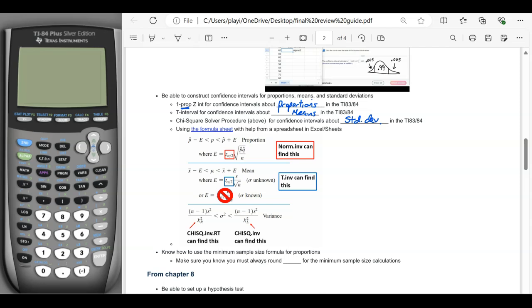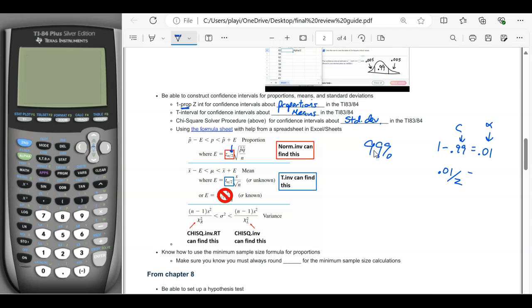All right, so what I highlighted in there is if you need Z alpha over 2, the formula sheet will show you that you need it, but you need to be able to figure out how to find it with technology. So if you have a 99% confidence interval for a proportion, well, 1 minus 0.99 is 0.01. 0.01 divided by 2, right? Alpha over 2. The confidence level subtracted from 1 is alpha. Dividing that by 2 is alpha over 2. So alpha over 2 is 0.005.